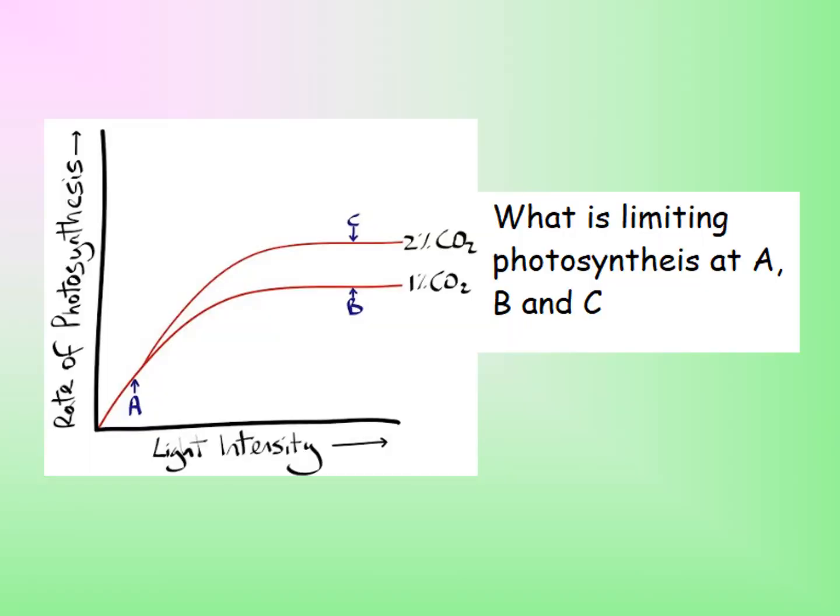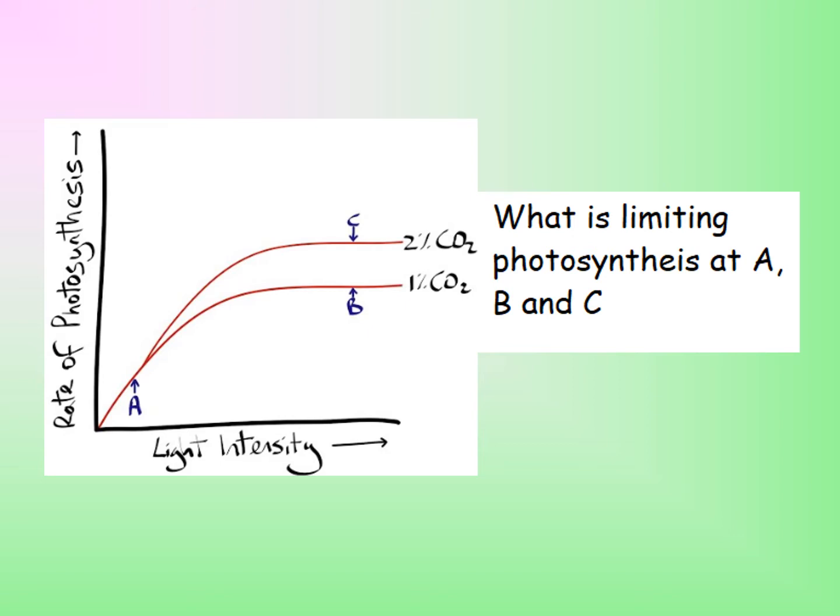So let's try this. So we've got light intensity on the x-axis, rate of photosynthesis on the y. So A. Now remember, if you're at A, you're on the way up. Think of yourself going up a hill. So when you're on the way up, you look down. So when you're looking down, you're looking to the x-axis. What's on the x-axis that's limiting photosynthesis? Light intensity at A.